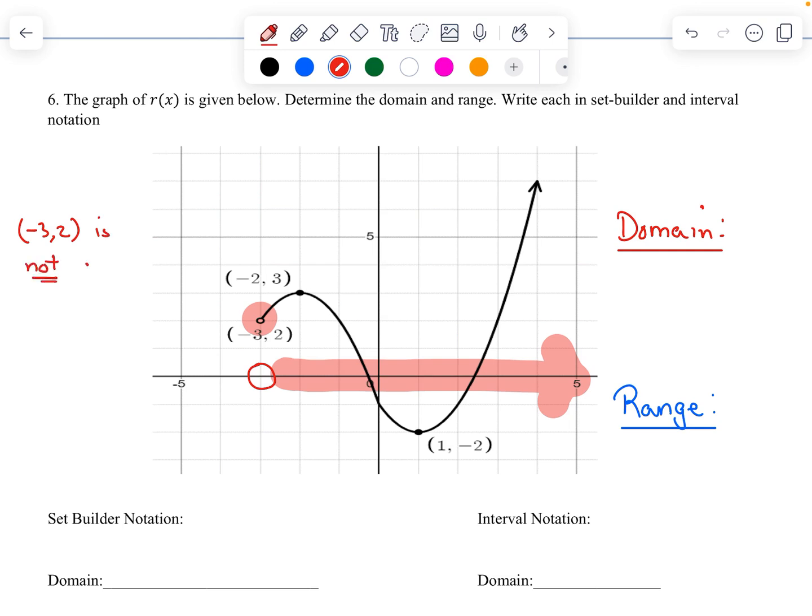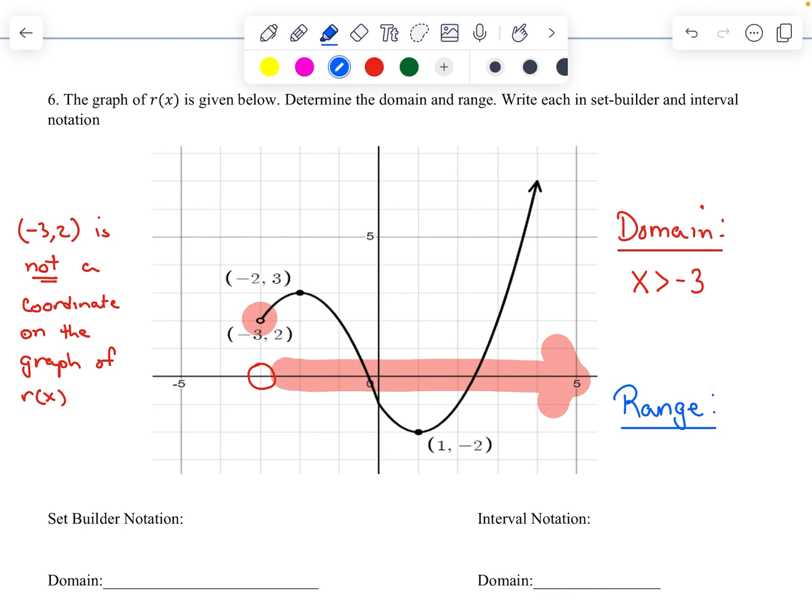The open circle implies that -3, 2 is not a coordinate on the graph of r of x. So that implies that -3 is just a lower bound for the domain. It's actually not part of the domain. So the domain here is going to be all x such that x is strictly greater than -3.